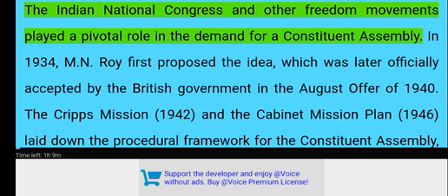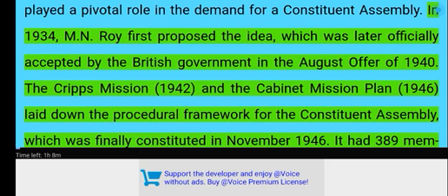The Indian National Congress and other freedom movements played a pivotal role in the demand for a Constituent Assembly. In 1934, M.N. Roy first proposed the idea, which was later officially accepted by the British government in the August Offer of 1940. The Cripps Mission 1942 and the Cabinet Mission Plan 1946 laid down the procedural framework for the Constituent Assembly, which was finally constituted in November 1946.